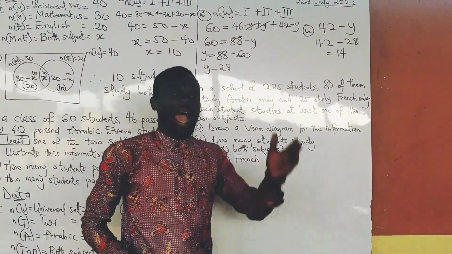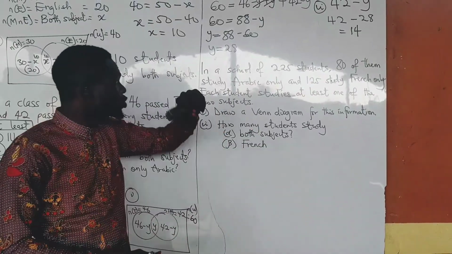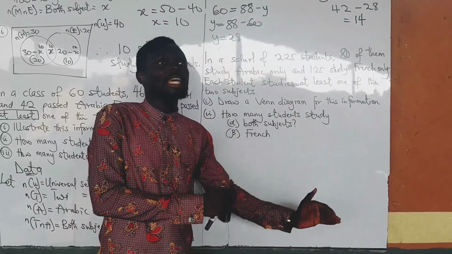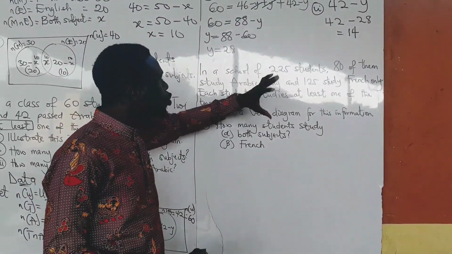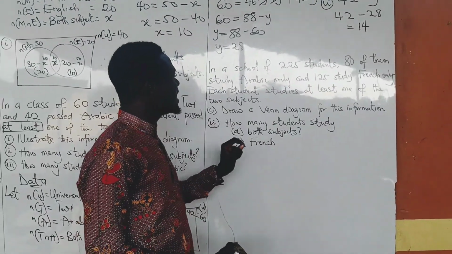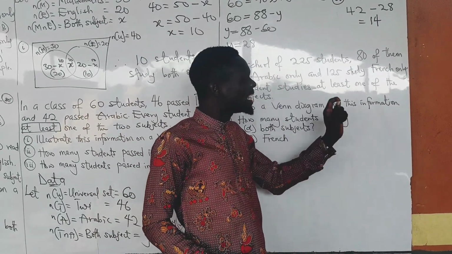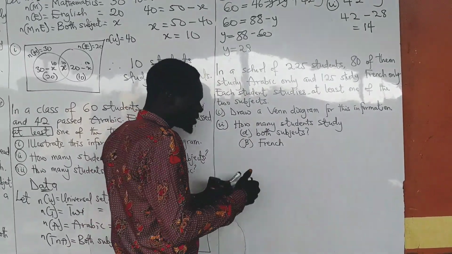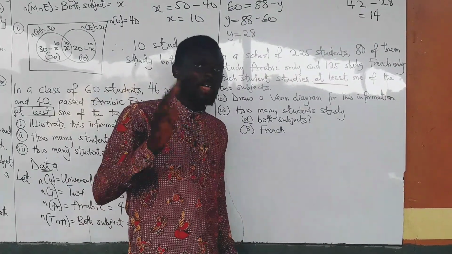Because there is a difference between Arabic and only Arabic, or Arabic only. Okay, so now we know that there is a difference between Arabic and Arabic only. Let's look at the question with the only. In a school of 225 students, 80 of them study Arabic only, and 125 study French only. Each student studies at least one. So now we've seen at least, it means there is no region 4 or IV.